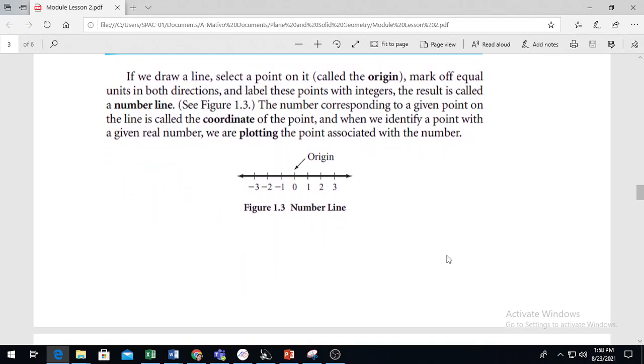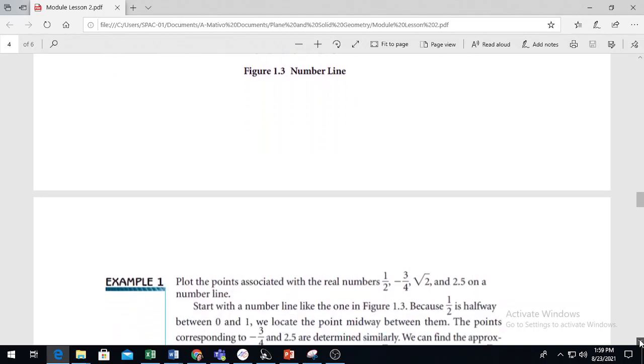Inganiin nyo pag-introduce ang number line sa inyong mga students. So, you create a line and then place a point at the middle, and on the left side are numbers less than 0, on the right side numbers greater than 0. The numbers representing each point, we call them coordinate. And when we first say a number and then plot it, we are plotting the point associated with the number. Mo nang na instruction, plot the points, blah blah blah.